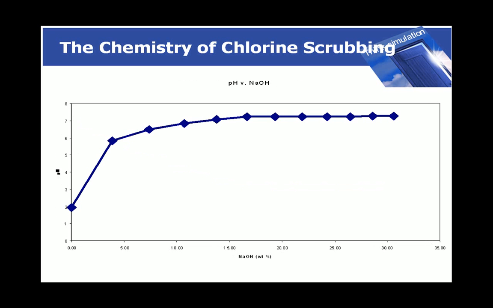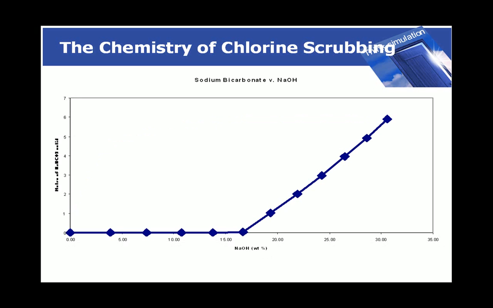Looking at a function of pH versus caustic, we see that it also increases with caustic. We would expect that, also becoming flat at high caustic concentrations. The reason it becomes flat is because we are forming a solid. In this graph here, we're showing that sodium bicarbonate is precipitating from the solution at high caustic concentrations.